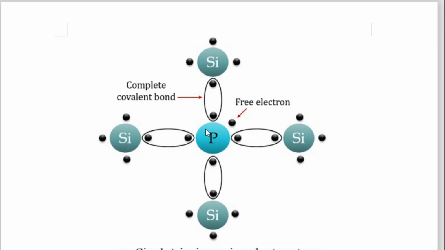and again it shares electrons, therefore there is formation of what bond? Covalent bond only. But now there is already one extra electron, that is a free electron. And in this way, if you add one atom of phosphorus, that is a pentavalent impurity, one free electron is created. And suppose the structure is very big, and if you add 10 atoms, 100 atoms, 20, 200 atoms, then you are going to create that many free electrons.